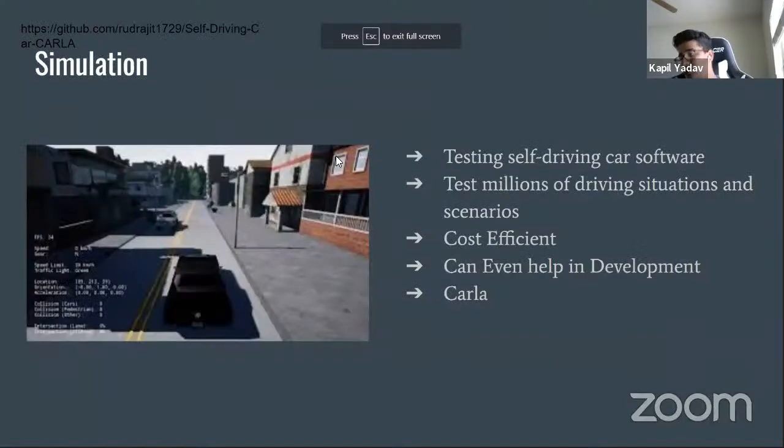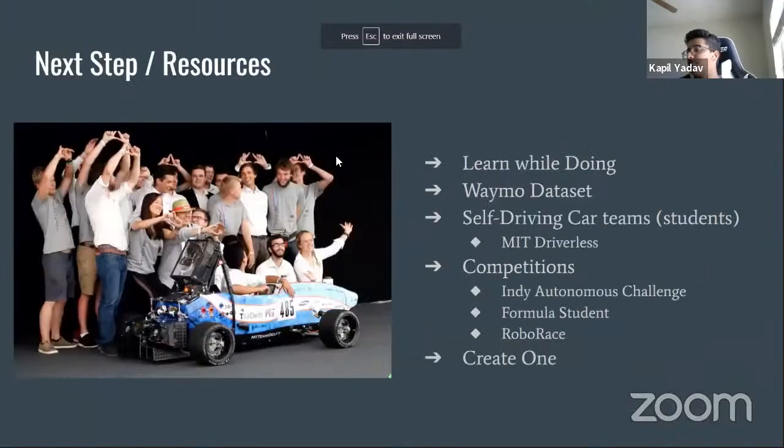And then the last thing I wanted to talk about is next steps and resources. I think what's happening is, the best way to learn self-driving cars is to learn it while doing. So learn it while you're actually building, even a physical self-driving car, or even a simulation like I talked about last time.